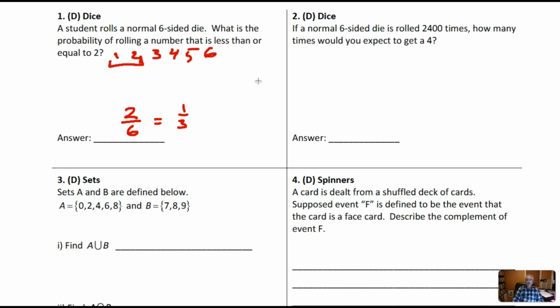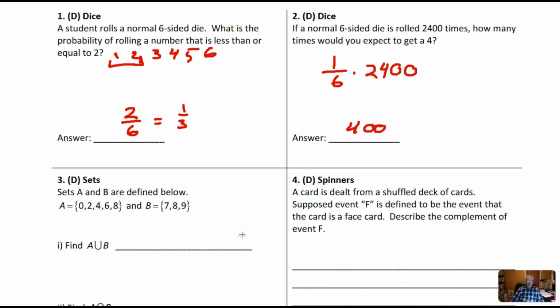All right, for number 2, it says if a normal six-sided die is rolled 2,400 times, how many times would you expect to get a 4? Well, the probability of getting a 4 is 1 out of 6. That's the fraction of time we expect to get a 4 when we roll the die many times. So if we roll it 2,400 times, we'd expect 1/6 of those to be 4s. So we can find 1/6 of a number by multiplying by 1/6. And if you use your calculator and do 1/6 times 2,400, you'll get 400.